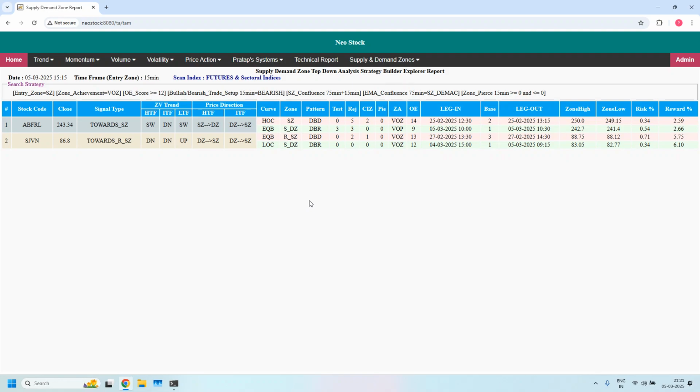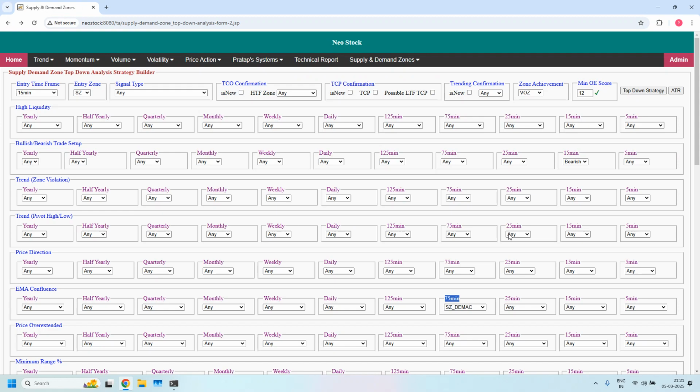This is a LTF, ITF and ITF EMA confluence. ITF zone with daily EMA confluence. ITF zone means ITF supply zone. Okay, next we will look into LTF, ITF, HTF supply zone confluence support stocks.